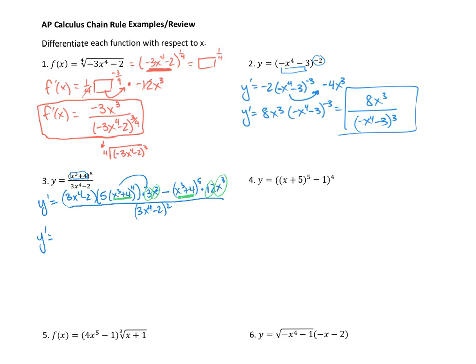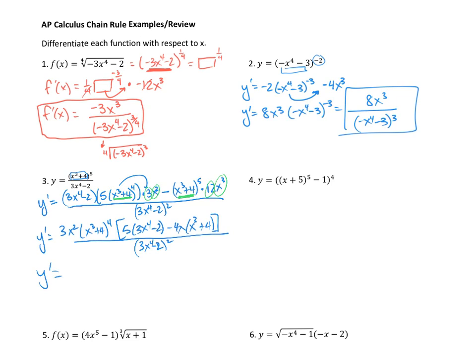So we're going to take out the 3x squared, and then this x cubed plus 4, and I could take 4 of these out. And I'm going to be left with a 5 here, 3x to the fourth minus 2, minus 4x times x cubed plus 4, all over this 3x to the fourth minus 2 squared.